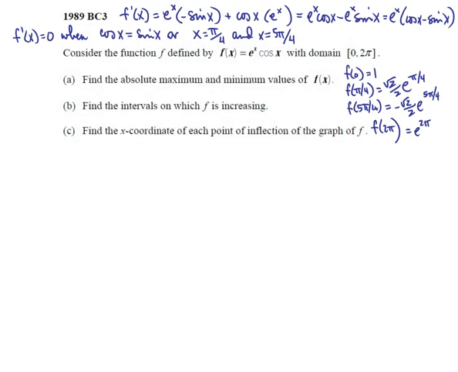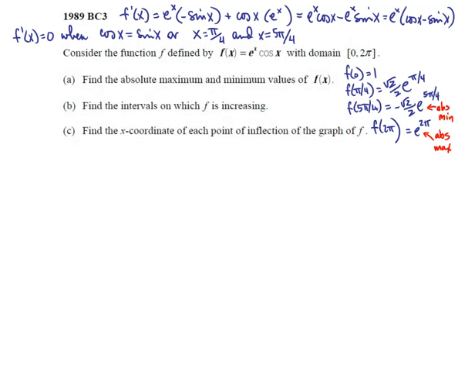So we can see from this we have only one negative value, so that has to be the absolute minimum. And because e to the 2 pi is going to be much greater than e to the 5 pi over 4, then f of 2 pi has got to be our absolute maximum.